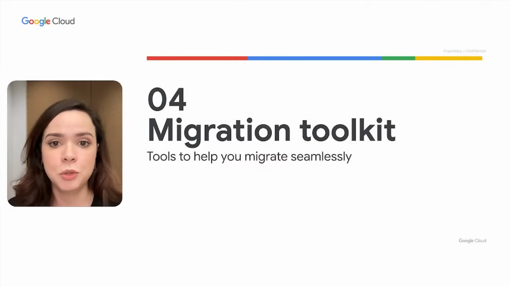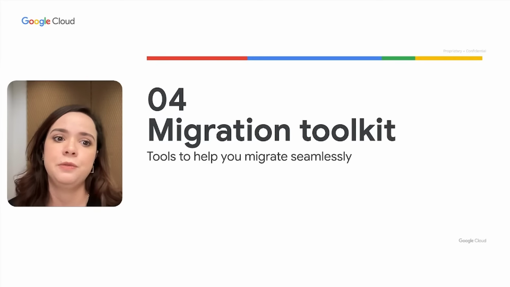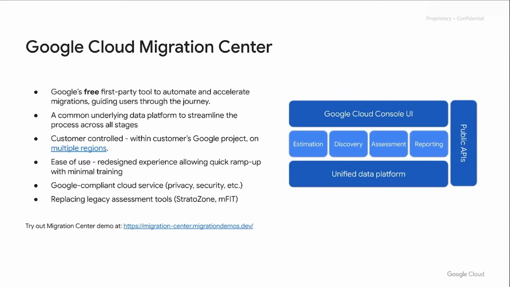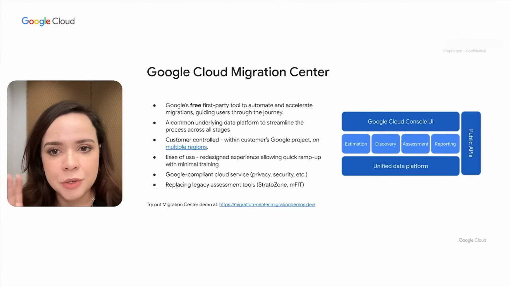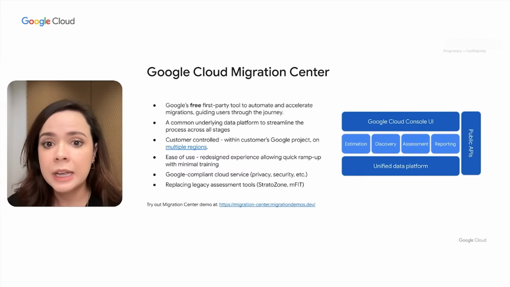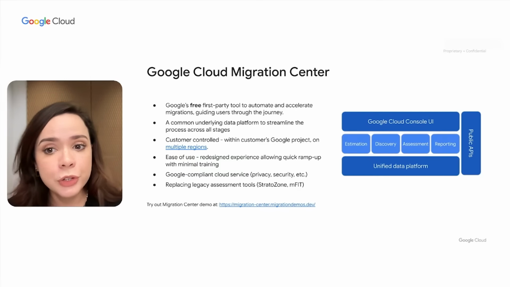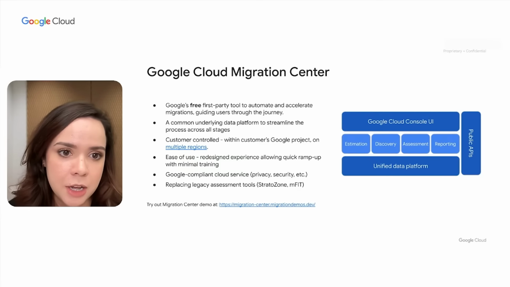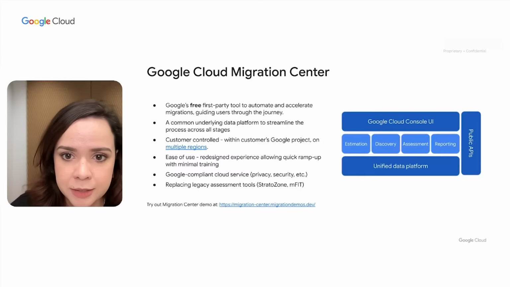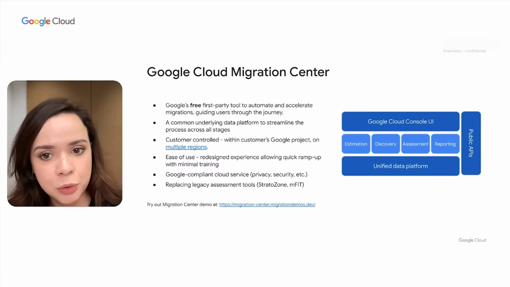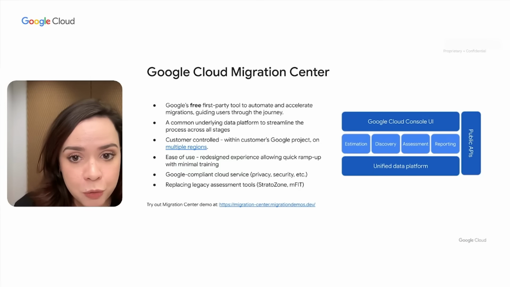Okay, so we have a framework, but now let's talk about what kind of tools we have to make it easy, fast, and safe for you to move your workloads to Google Cloud. The heart of our migration toolkit is Google Cloud's Migration Center. You can think of it as a central station for your entire migration, from the very first step of estimating costs to the final step of moving your applications. We have tools to help you out with Migration Center. The best part is that it's a free tool and it can live inside your Google Cloud project, so you have full control over your data.